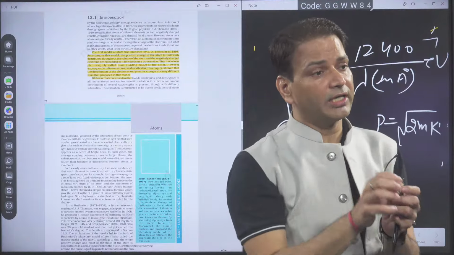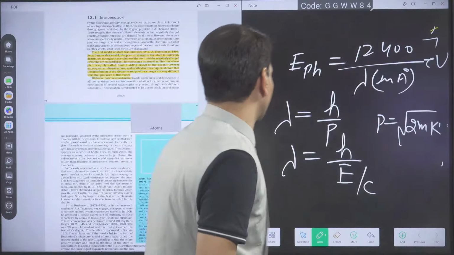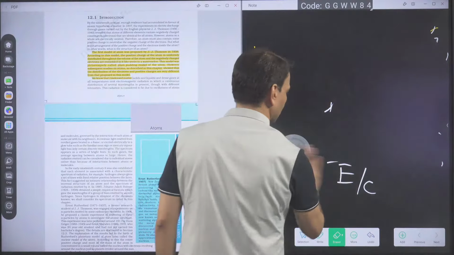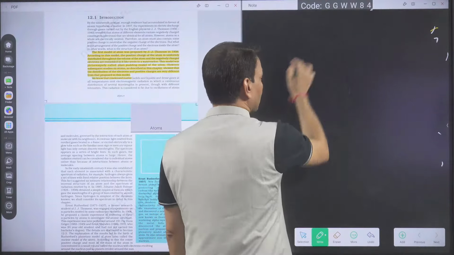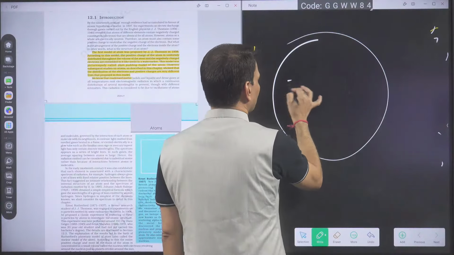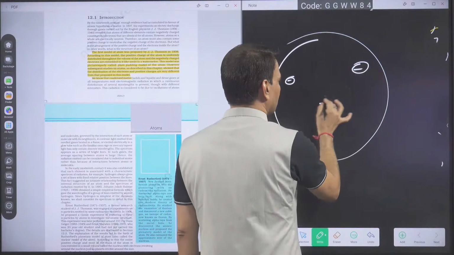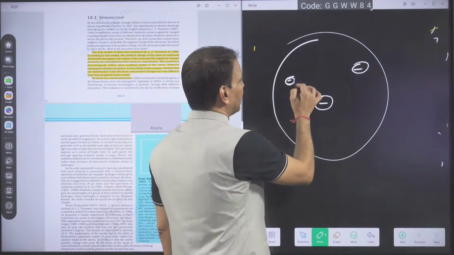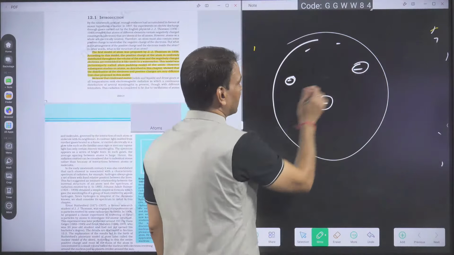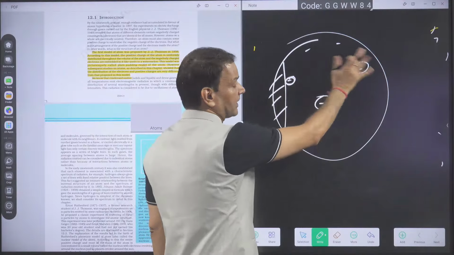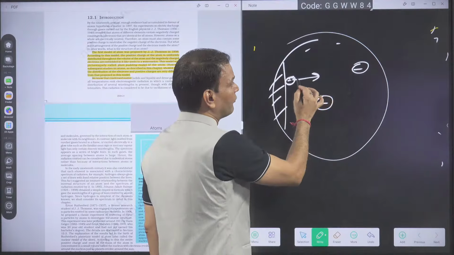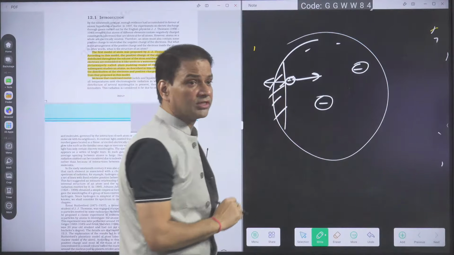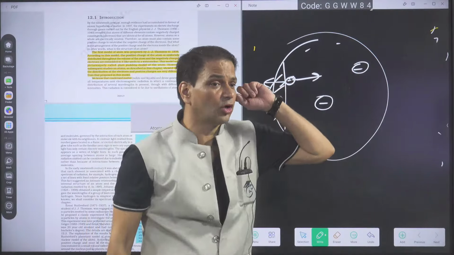So the net force on the electron will not be zero. Suppose this is a watermelon and I take any seed like this. Surrounding positive charges are there. On this side, there are positive charges, and on this side also, but this side has more positive charge, so the electron will experience a net larger force in this direction, and less force in the other direction. So the net force on the electron will not be zero.